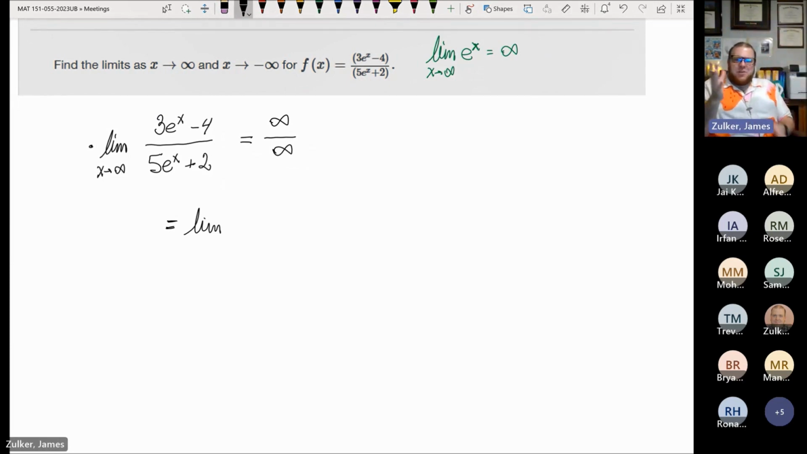We're going to do something that's very similar. Except now, instead of a leading coefficient, because we're not dealing with a rational function anymore, we look in the denominator and ask, of those terms in the denominator, which is the largest? 5e to the x or 2? 5e to the x. That's what we're factoring out.